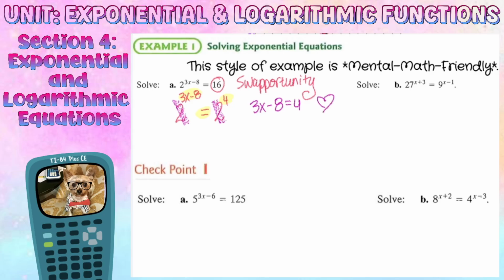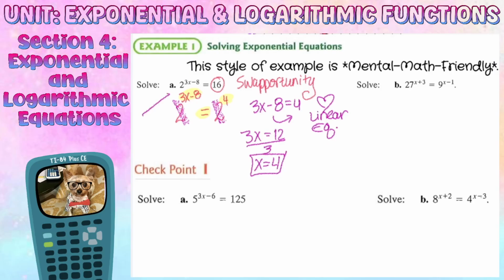So we have 3x minus 8 equals 4. And we love this. Why do we love this? It's linear. Who doesn't love a sweet linear equation? Linear equations are so sweet to solve. Add 8 to the other side. 3x is 12. Divide both sides by 3. x equals 4, and bing bang boom, we are done.